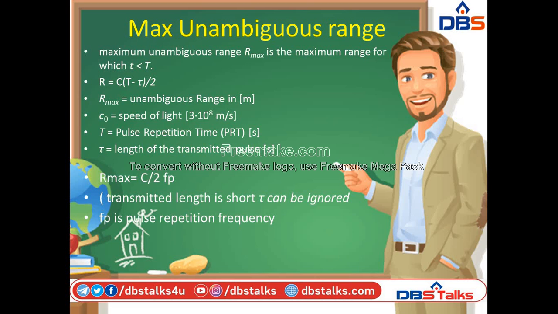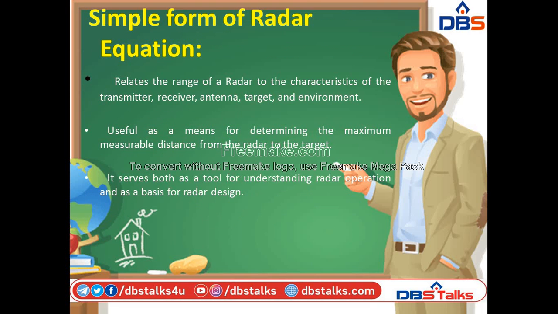See, in the previous one we have c into T minus tau by 2, which means we are neglecting the tau if the transmitting pulse is very short. So 1 by tau is nothing but the pulse repetition frequency. The very important and frequently asked question is to find the simple form of the radar equation. In order to find it, we are going to calculate R max, that means the unambiguous range.